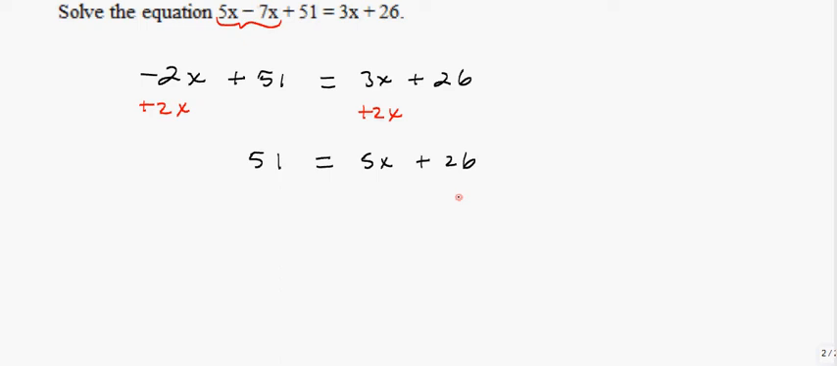Now we've got all the x's on the right side, but we next need to isolate the x term. We want to get 5x by itself. Well, right now I've got 5x plus 26. We can get rid of that 26 by subtracting it, because 26 minus 26 wipes that out. But remember, what you do to one side, you have to do to the other. So I'm going to subtract 26 from both sides. And on the right side, the 26s are gone, so we have just 5x. On this side, 51 minus 26 is going to give us 25.